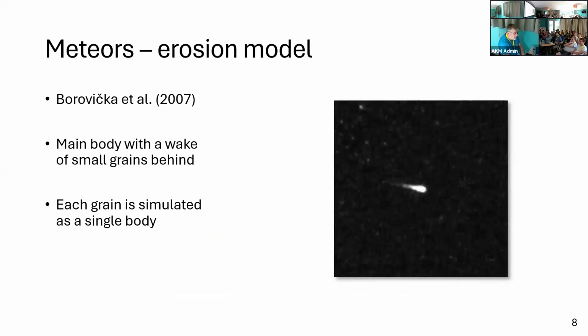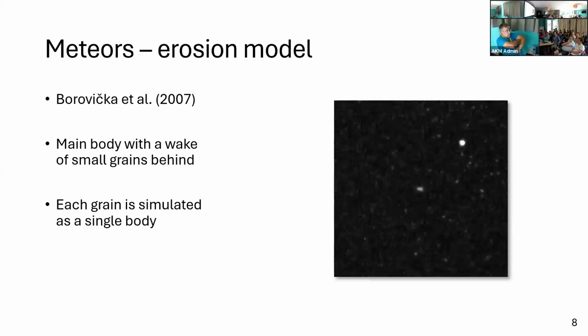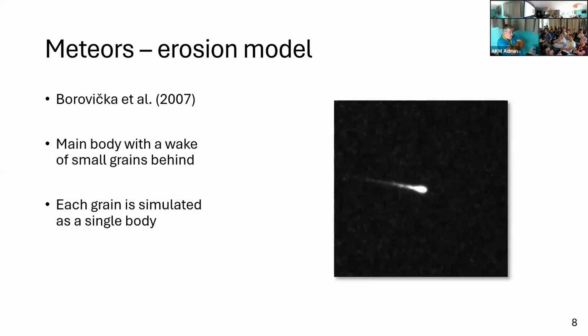This model of so-called meteoroid erosion was devised by Jiří Borovička and his colleagues in 2007, where, as I have already mentioned, there's one main body, which is fragmenting and evaporating. And those small grains behind are so small that we assume they do not fragment any further. So they are treated as single bodies in our simulation.